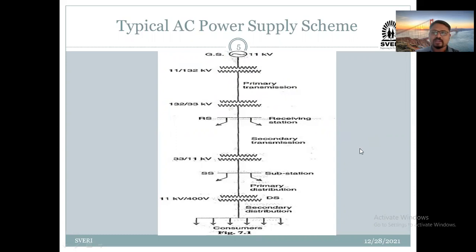Is the screen fully visible and the diagram visible? Hello. Yes, sir. Yes, sir.